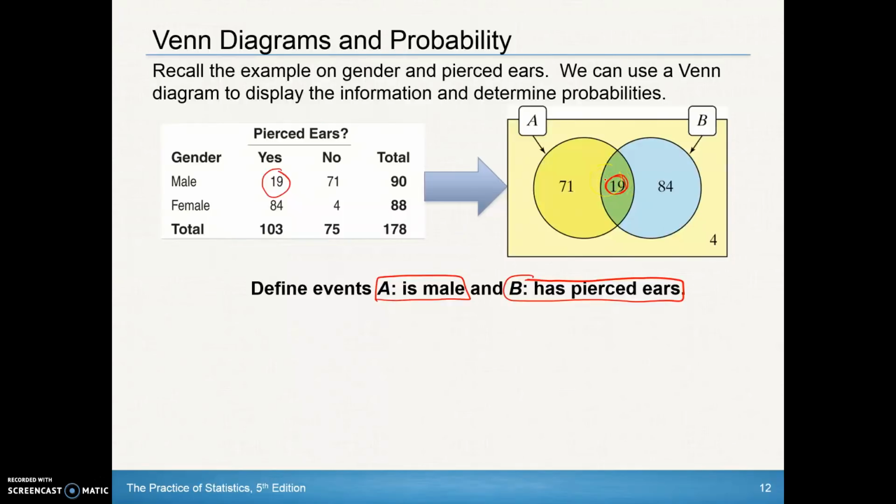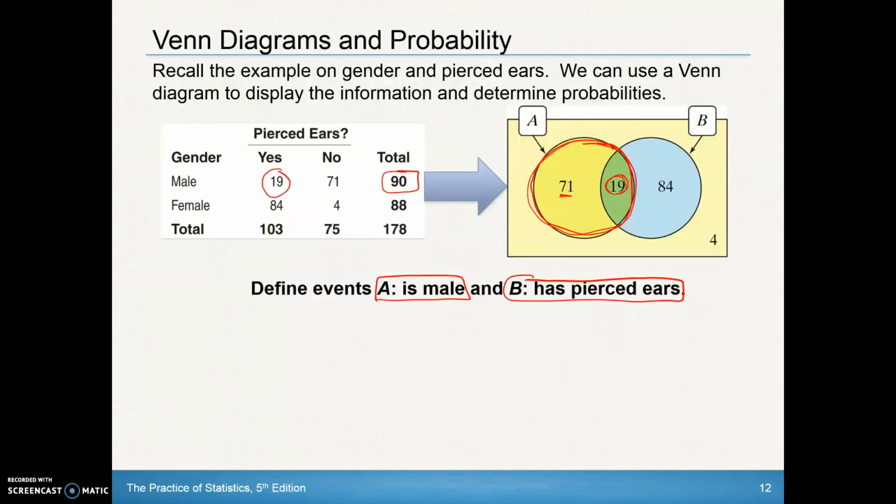Because then I know the male group, the A group, has 90 total people in it. So I can just do 90 minus the 19, because I've already accounted for 19 in this circle here for the males. I want this whole circle to be 90. So 90 minus the 19 gives me the 71 in that group.